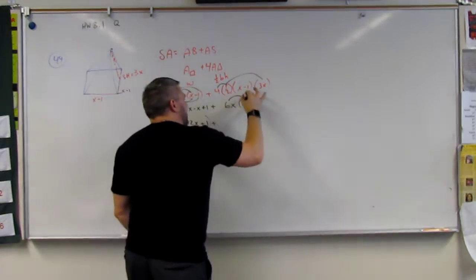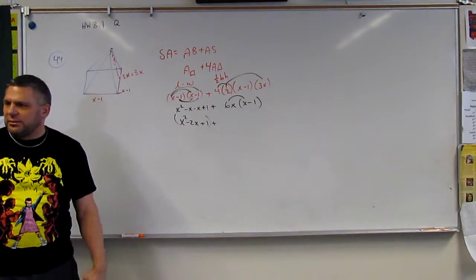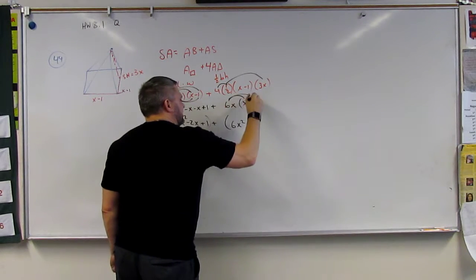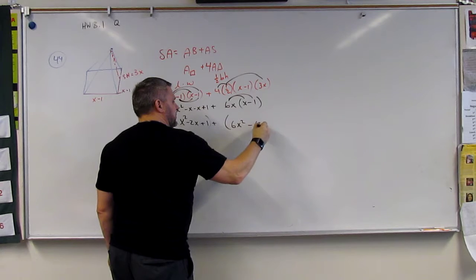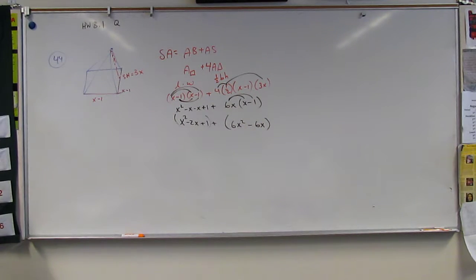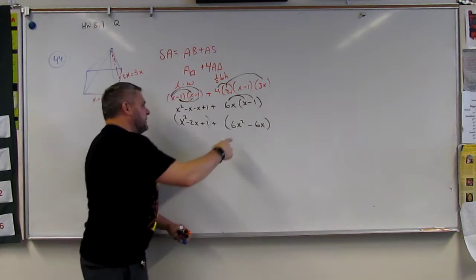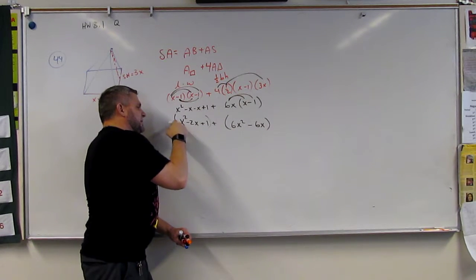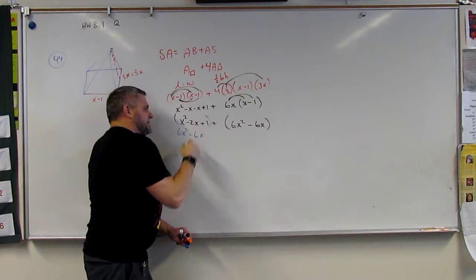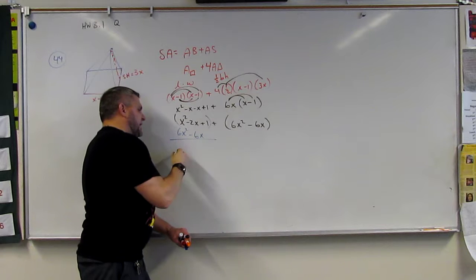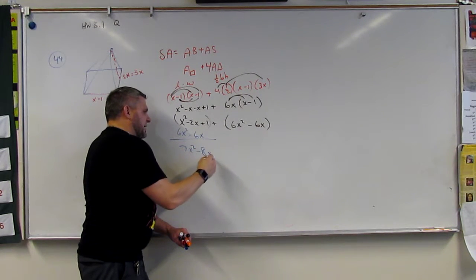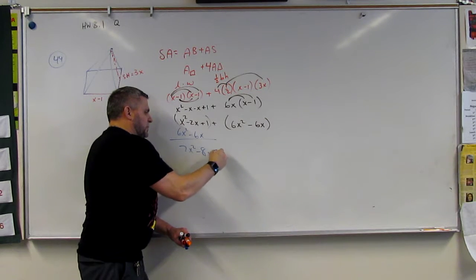So then I got to go 6x times x. What is that? 6x squared. And then 6x times minus 1. Minus 6x. Okay? And now we're just going to add these polynomials. I'm going to add this 6x squared to this x squared. I'm going to add this negative 6x to this negative 2x. And I'm going to get 7x squared minus 8x plus 1.